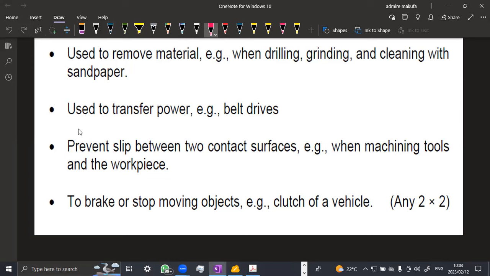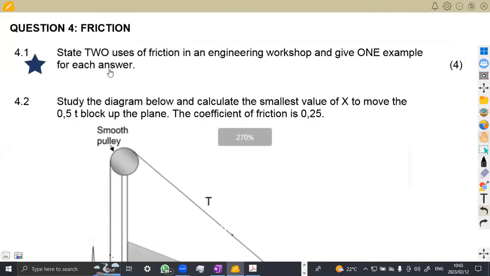So as we can see here, it's just any tool that you have. You are giving the use and the example, the use versus the example and so forth. So you just pick any two of your choice from the ones which we have here. So that was the first part of question 4.1. Let's see the other part, which is 4.2.